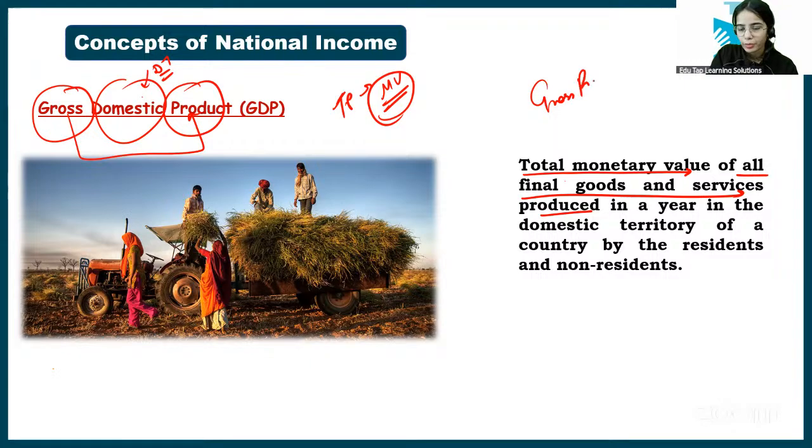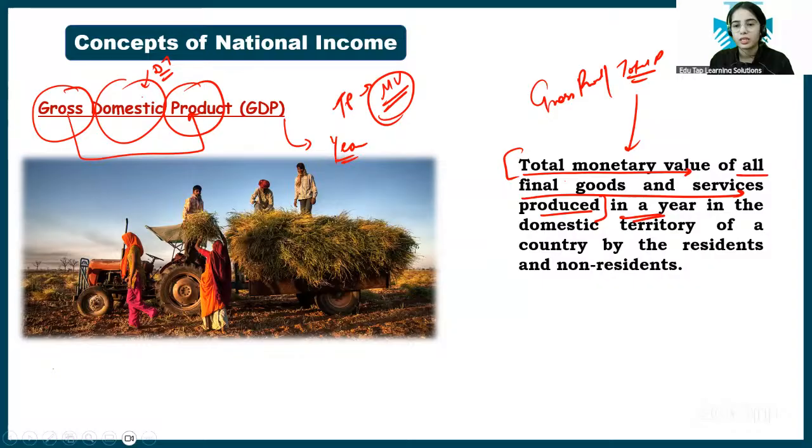Gross product means total production that we see in monetary value. So it is the total monetary value of all the final goods and services produced in a year, because GDP we see for a year only. So GDP, or national income, we calculate for a year basically. So it is the total monetary value of all the final goods and services produced in a year in the domestic territory of our country. Now in the GDP, we do not care who is doing the production. It should be done in the domestic territory.